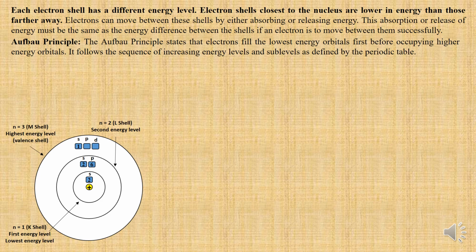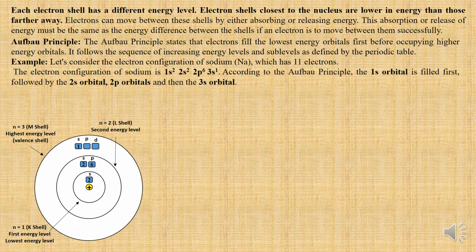Aufbau principle states that electrons fill the lowest energy orbitals first before occupying high energy orbitals. It follows the sequence of increasing energy levels and sublevels as defined by the periodic table. Let's consider the electronic configuration of sodium, which has 11 electrons. Electronic configuration of sodium is 1s2, 2s2, 2p6, 3s1. So according to the Aufbau principle, the 1s orbital is filled first, followed by the 2s orbital, 2p orbitals, and then the 3s orbital.